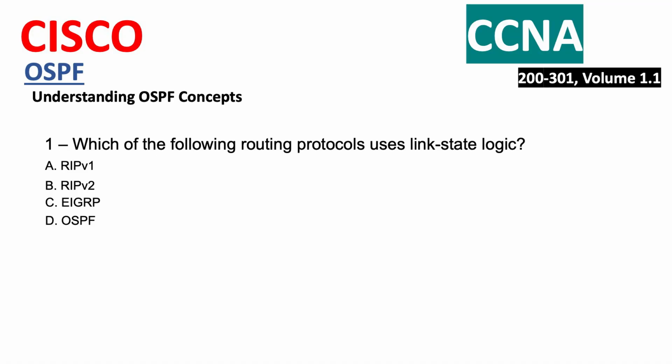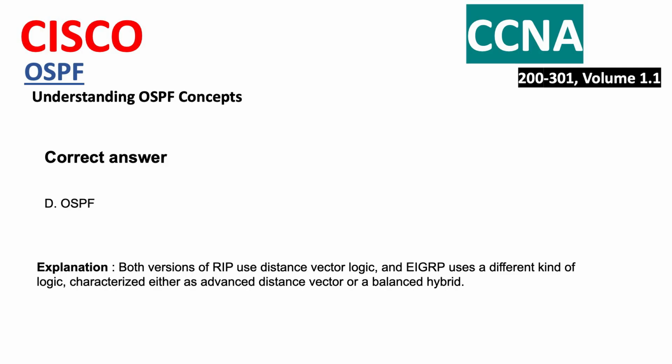Question 1. Which of the following routing protocols uses link state logic? A. RIPv1, B. RIPv2, C. EIGRP, D. OSPF. Correct answer D. OSPF. Both versions of RIP use distance vector logic, and EIGRP uses a different kind of logic, characterized either as advanced distance vector or a balanced hybrid.